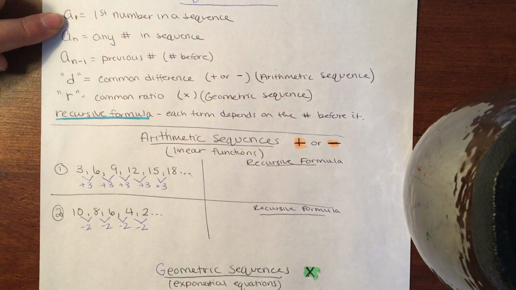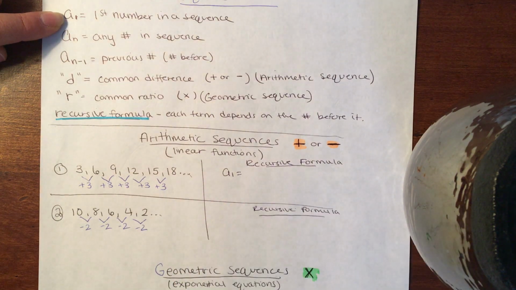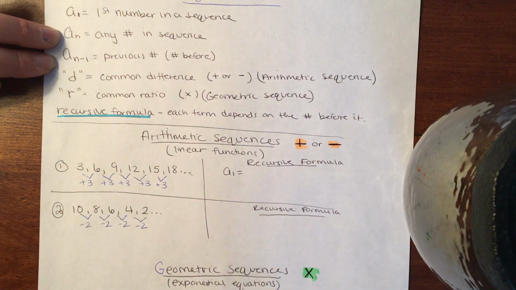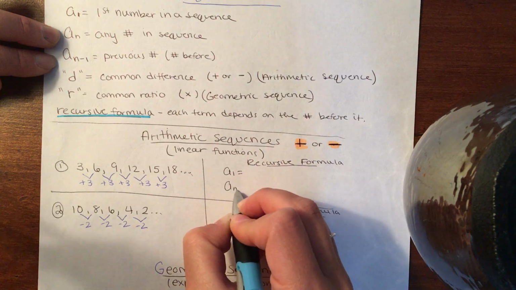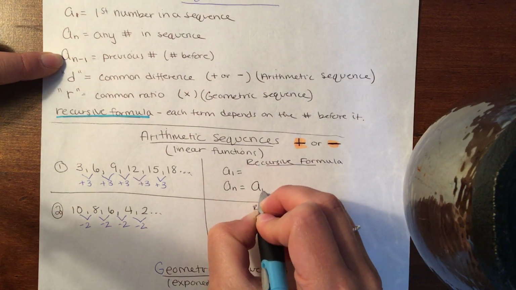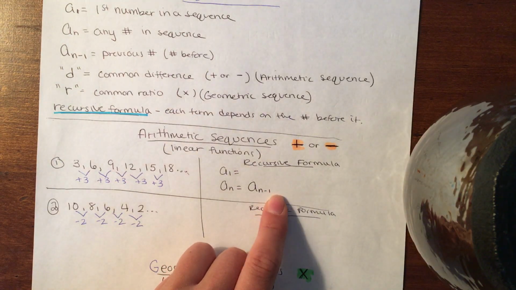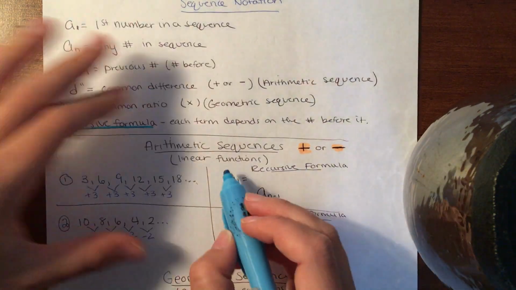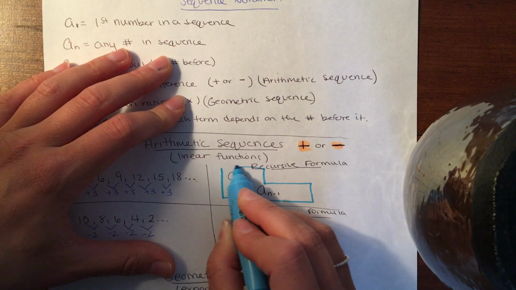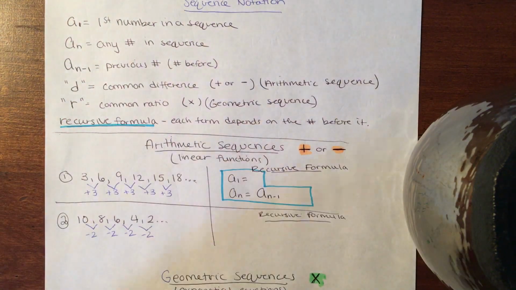So every recursive formula needs your A sub 1 defined, meaning I need to say, okay, what is the first number in the sequence? Then the next part uses these two pieces. The next part of a recursive formula says any number in the sequence, A sub n, equals the previous number, A sub n minus 1, and then whether you have a common difference or a ratio you'd put there, which I'll talk about in a second. So in blue, I box in a big L to remind me, and I leave some space. A big L to remind me that these pieces right here have to be in every recursive formula.